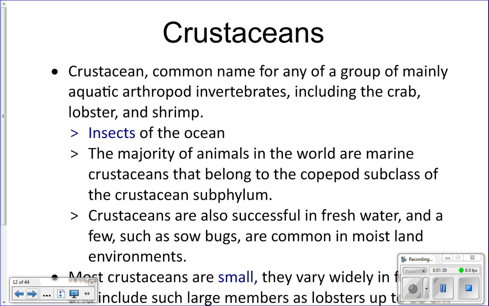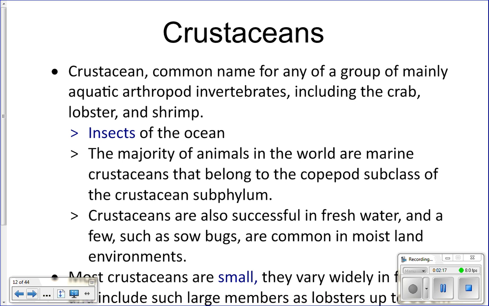So Crustacea, again, is the most common name for mostly aquatic arthropod invertebrates, including things like the lobster and the crab. They are considered to be the insects of the ocean because they are so common and they're found everywhere. So they're very, very common in the ocean. And actually, most of the animals that are alive in the world are marine crustaceans, actually types of copepods, which are in the crustacean subphylum. So most of the animals in the world actually fall into this subphylum, which is kind of crazy.